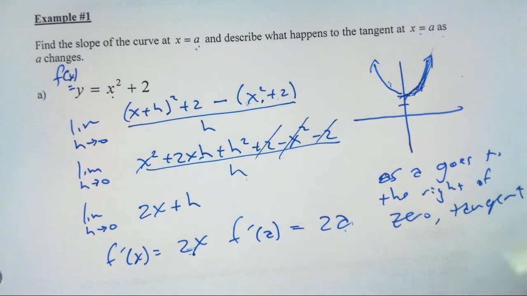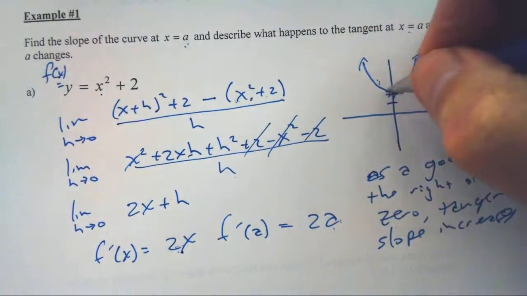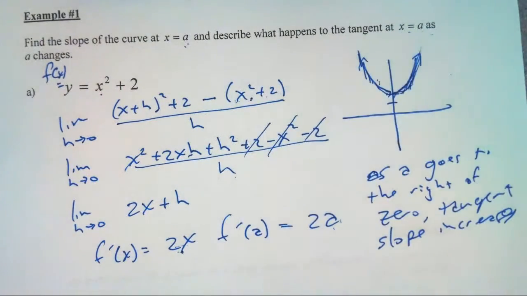The tangent slope increases. You say something like that. What happens as it goes to the left? It is negative and decreases. We're not looking for exact words here, just some observation.